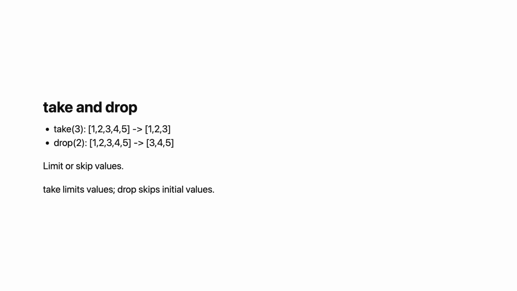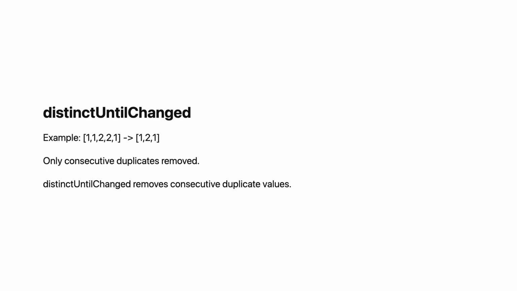distinctUntilChanged removes consecutive duplicates. Flow emits 1, 1, 2, 1. After distinctUntilChanged, you get 1, 2, 1. Only consecutive duplicates are removed. The final one is not a duplicate of anything immediately before it. Use this for event streams. User moves mouse, many events with same position. You only want when position changes.